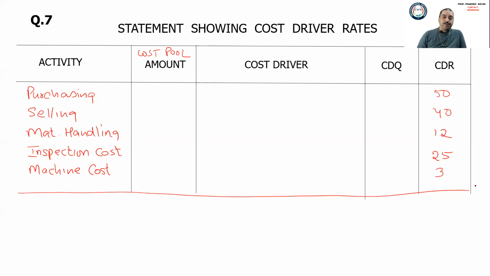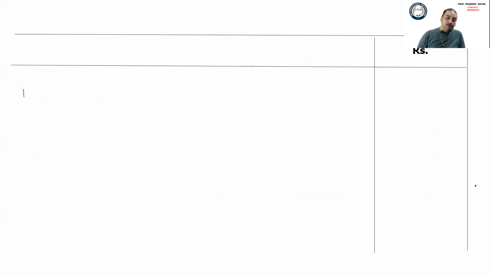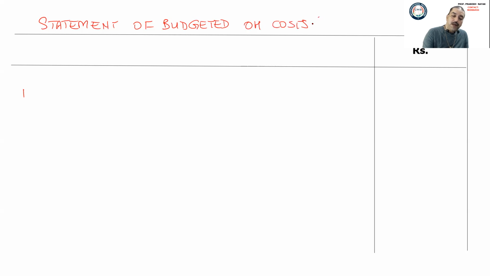Right? The statement of budgeted cost, that is what they have asked, using ABC principles. So prepare that. Next statement of mine: the statement of budgeted overhead cost. Bracket, you write ABC.